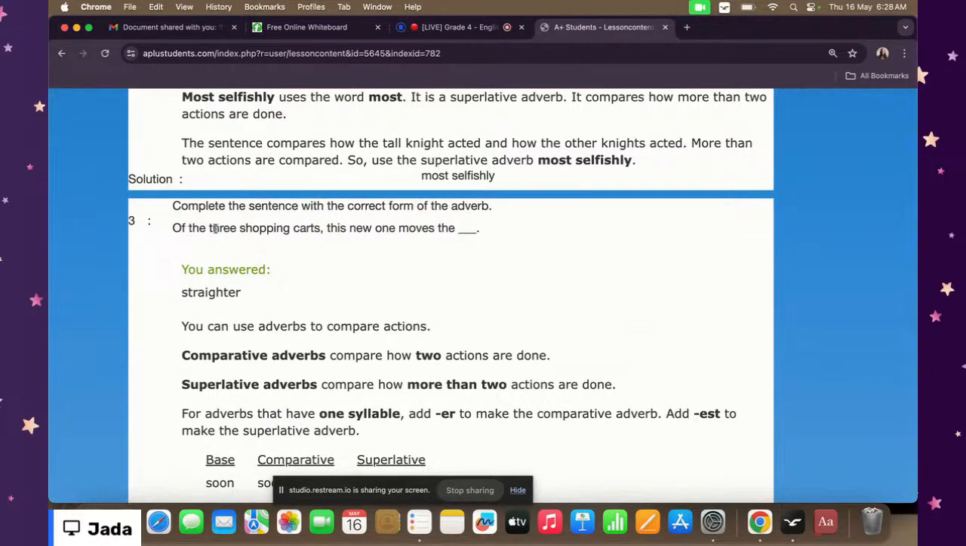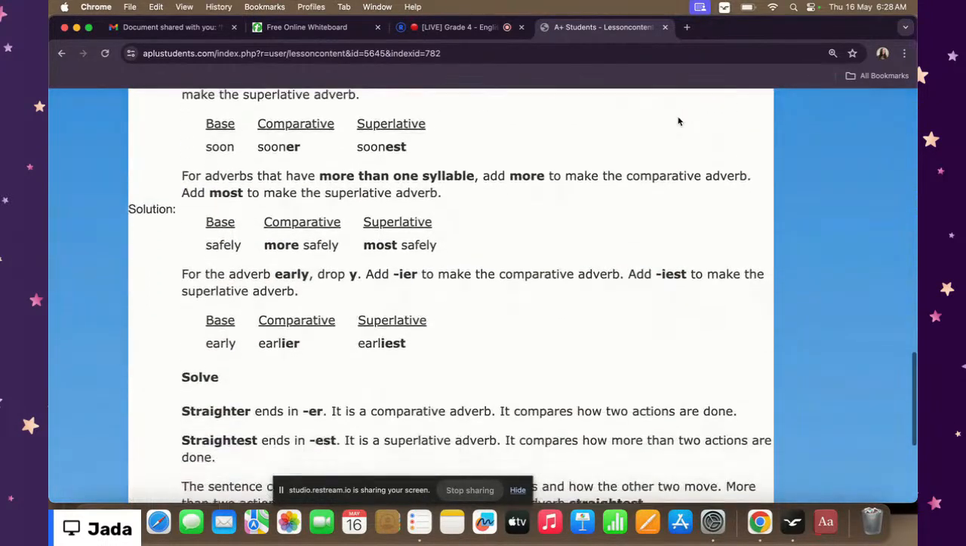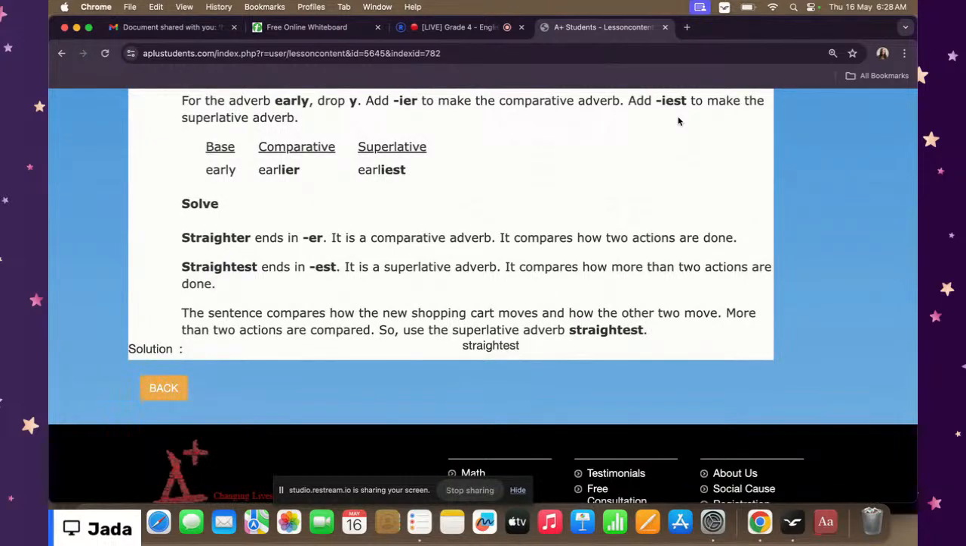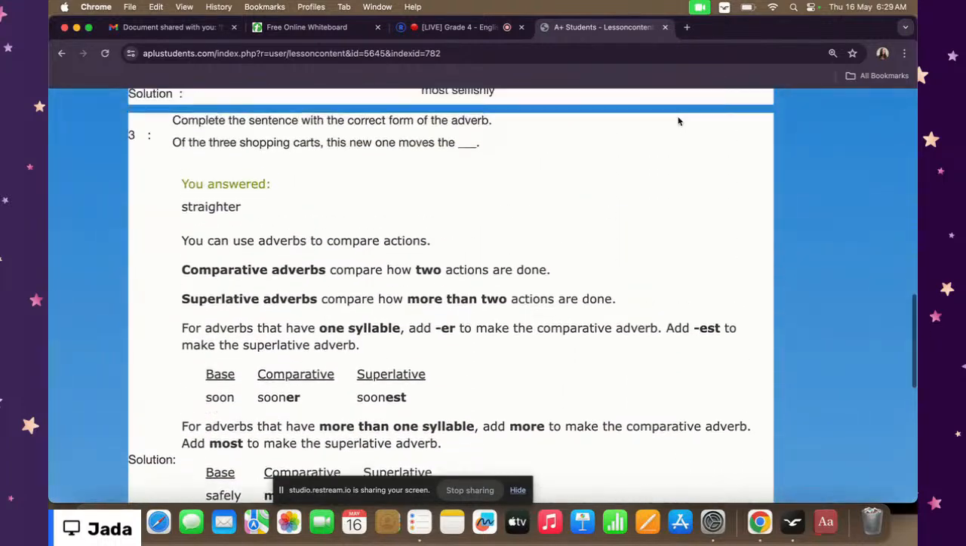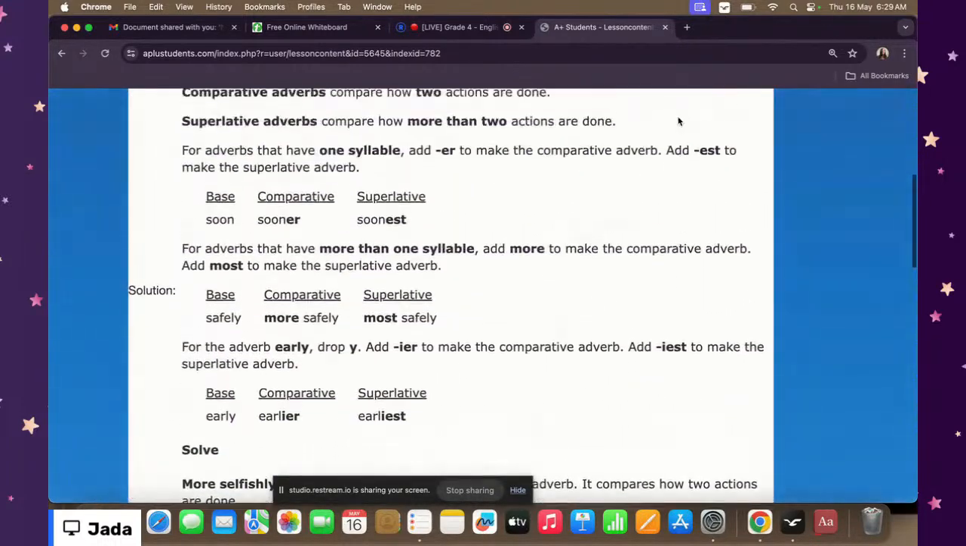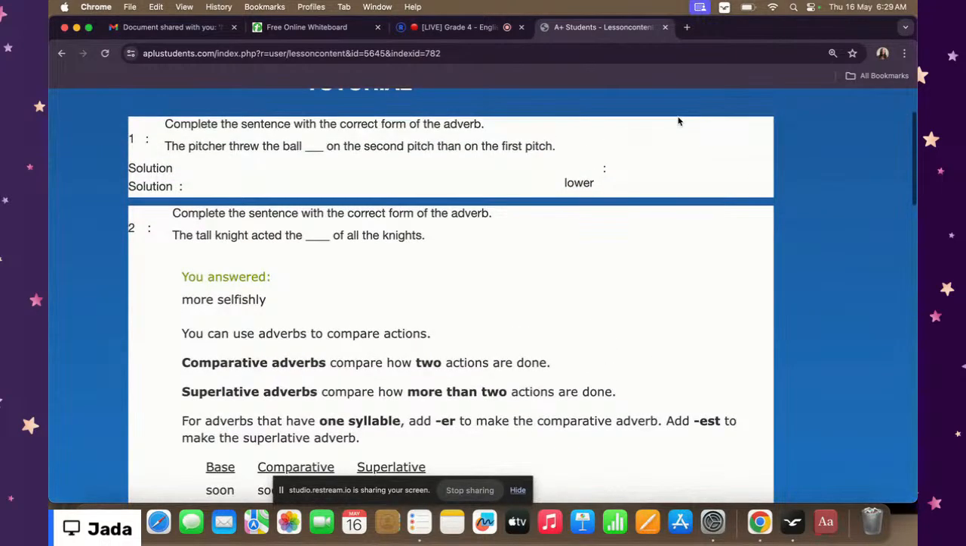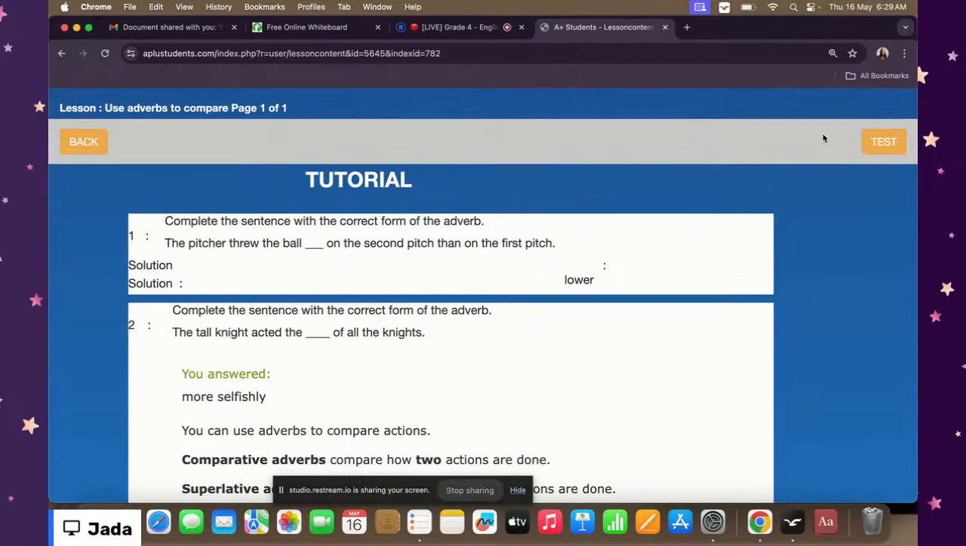So complete the sentence with the correct form of the adverb. We have, of the three shopping carts, this new one moves the what? Straightest or the straighter? So it should be moves the straightest because it says of the three shopping carts. So obviously it is more than two shopping carts. So if it's between two shopping carts, it should be moves the straighter. But because it is between three shopping carts, it moves the straightest. Okay? It's okay. Let's pay attention, okay? So excited, more exciting, most exciting. Okay, Rose, cool also.